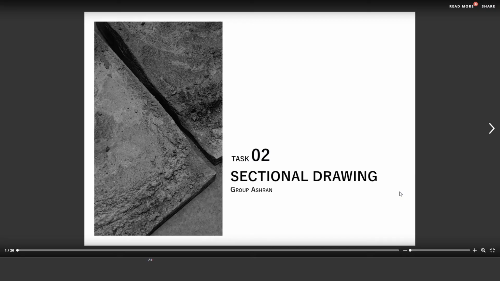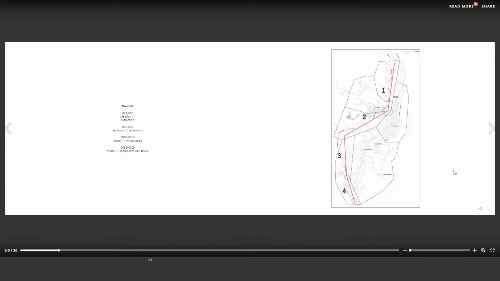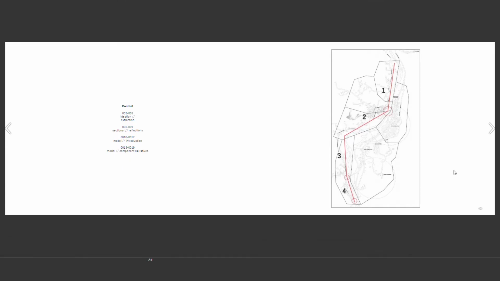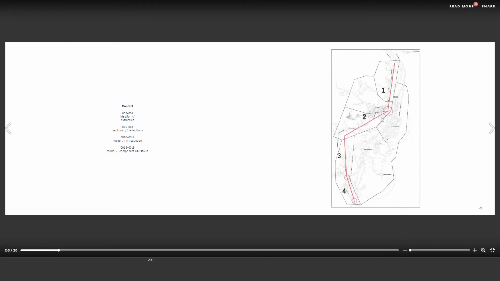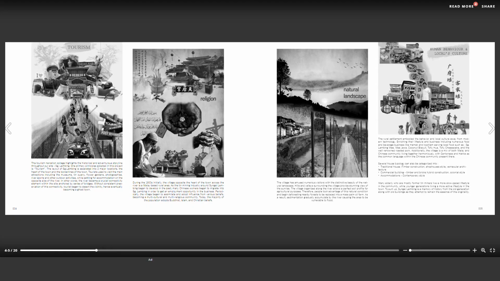Here is our Task 2 report, which is the sectional drawing. Our group is tasked to do the study of the community across the river. We cut into 4 sections, which will help us with our ideation and ideation extraction later on. These are our 4 ideation extractions from studying the site itself: the first is tourism, second is religion, third is the natural landscape, and fourth is the human behavior and local culture.